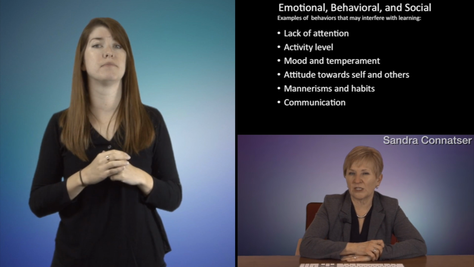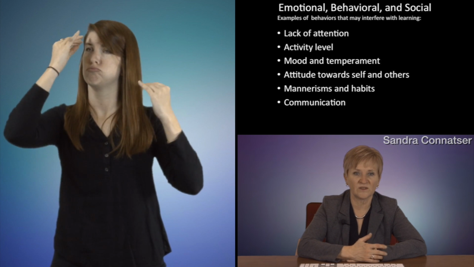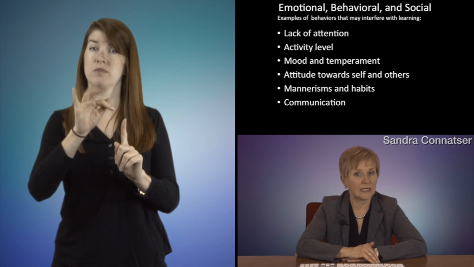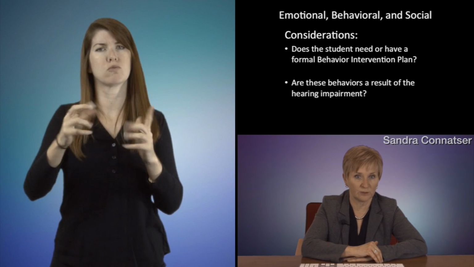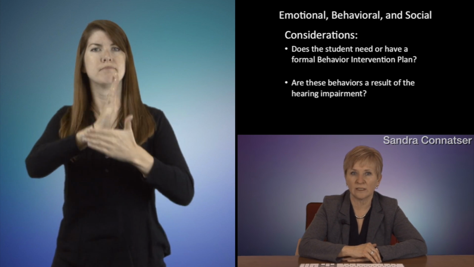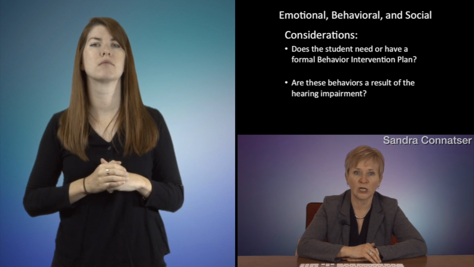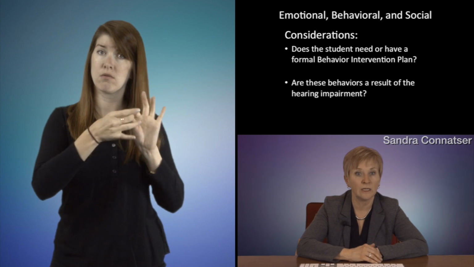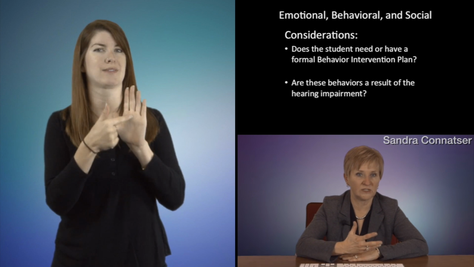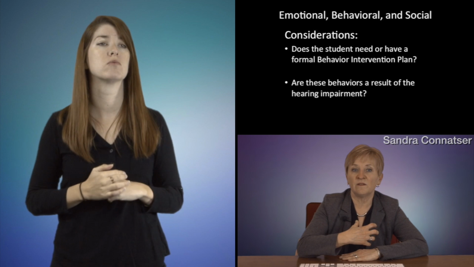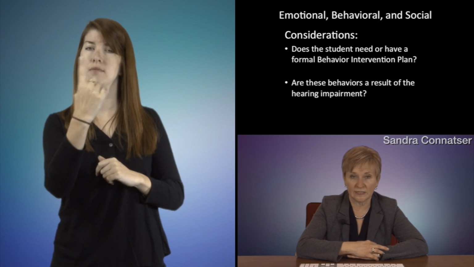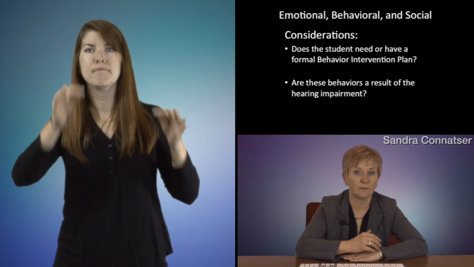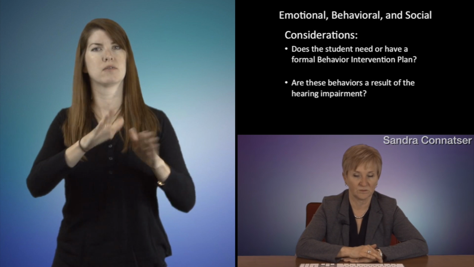So some of the considerations that we want to think about during this evaluation is whether or not the student needs or has a formal behavior intervention plan. Additionally, it's important to look at whether or not these behaviors are a result of the hearing impairment. For example, lack of attention. This is something that will be reported in the FIE and will help then later determine if a behavior intervention plan is needed.